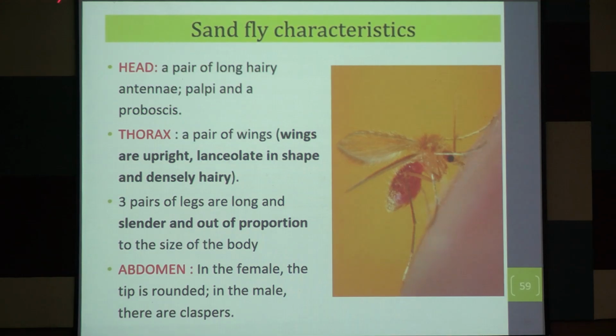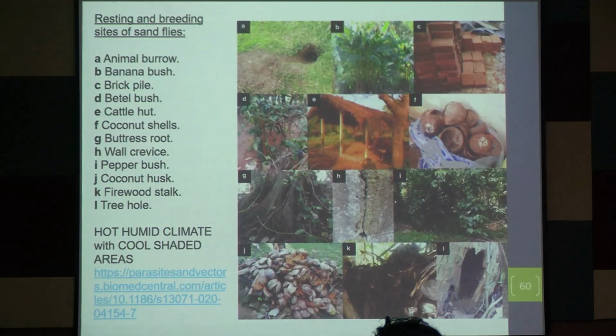Obviously, it has some distinguishing features: a long hairy antenna, palpi and proboscis, much longer than its own body, okay. That is one distinguishing feature. Also, in the female the abdomen tip is rounded, and in the male there are claspers. Try to remember this, but in real life the only things you can use to identify a Sandfly are their size and the very long antenna and proboscis, okay.